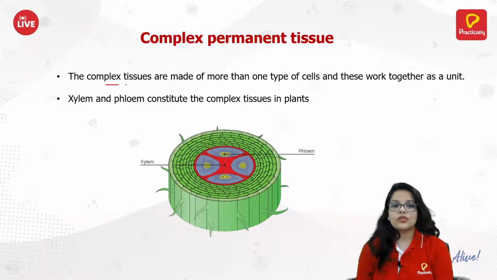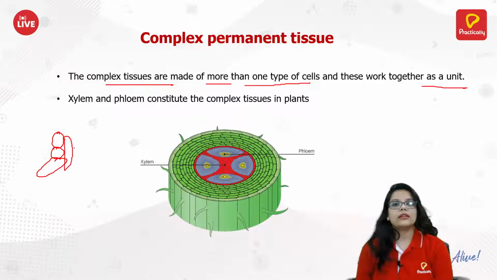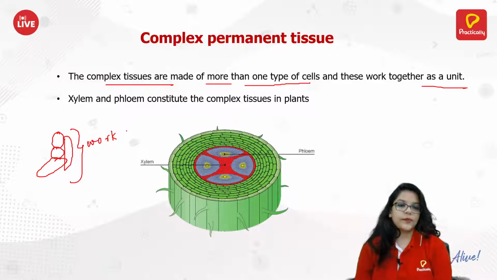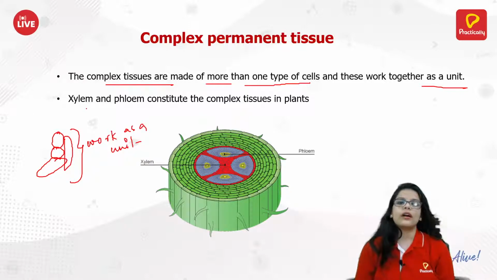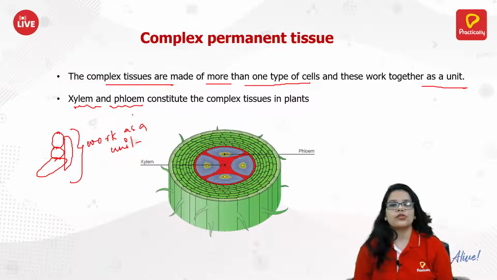The complex tissues are made up of more than one type of cell, and they work as a unit. So, as I said, there might be a spherical one, there might be an elongated one, there might be a nucleated one, like that. These different cells work as a unit. And the main ones, as I said, are xylem and phloem. The complex permanent tissue is xylem and phloem.